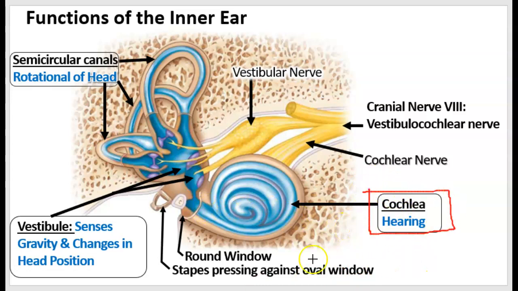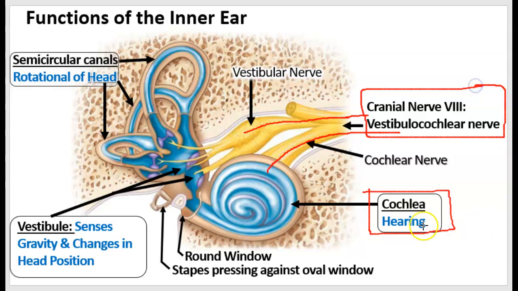Okay, so the cochlea is responsible for detecting sound waves, and those sound waves get transduced into fluid waves that excite hair cells, and the hair cells send a signal along the nerve. And here's where the two nerves, the vestibular nerve and the cochlear nerve, merge, traveling within the temporal bone still, but eventually to the brain. And that nerve is called cranial nerve 8 and named the vestibulocochlear nerve.